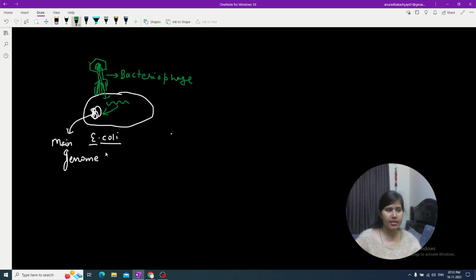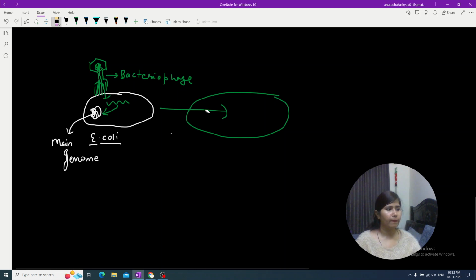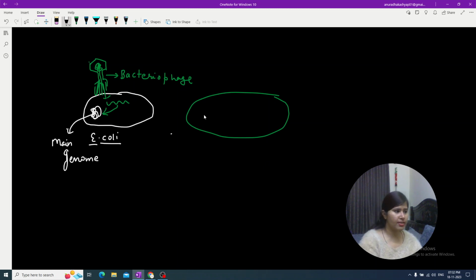So what are these enzymes? Okay, again, here you can see this is again E. coli, and this is the main genome of E. coli. Now what happens? Bacteriophage attack happens again.